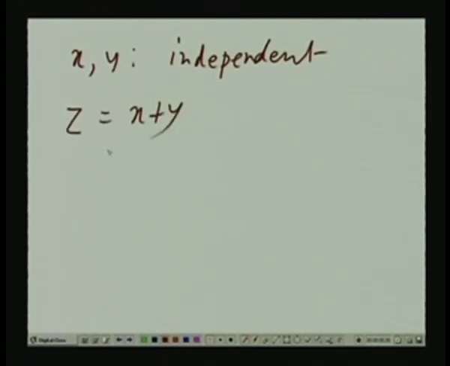Now, one interesting observation. Suppose it is given that x, y are independent. By independent I mean statistically independent. That is, the joint density is a product of two marginal densities. And we construct a function z = x + y. Okay. What happens to the probability density of z? Or what happens to the characteristic function of z?